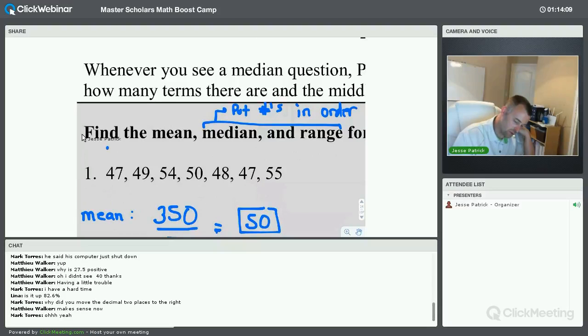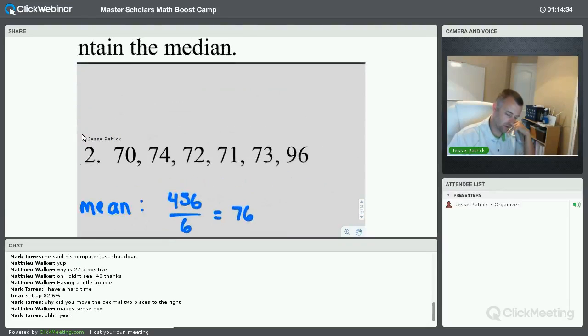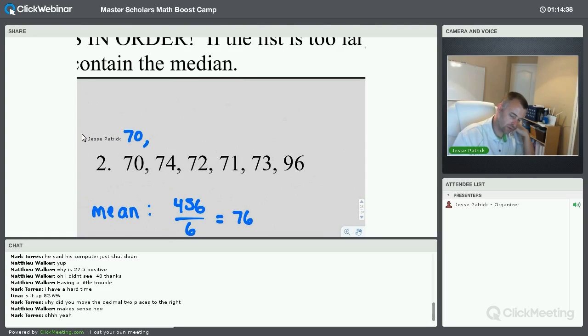Now it looks like 47 is the smallest, so I'll start there. I'm going to cross these out as I go. I got another 47 over here. Looks like I got a 48. Then I have a 49, 50, 54, 55. And again, I'll do the same thing for my second set of numbers. So I'll come over here, start with 70. If I went too fast, I'm going to head back to the other one in a second. Then I have 71, 72, 73, 74, and then 96. So I got them in order.